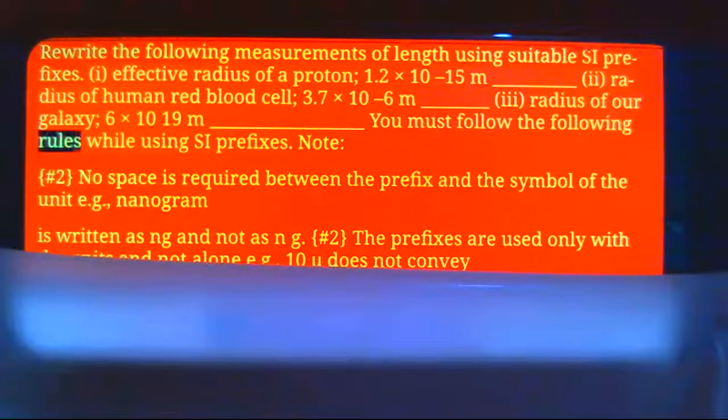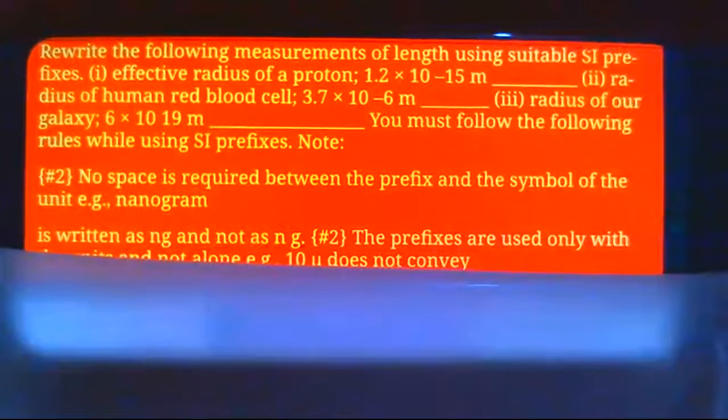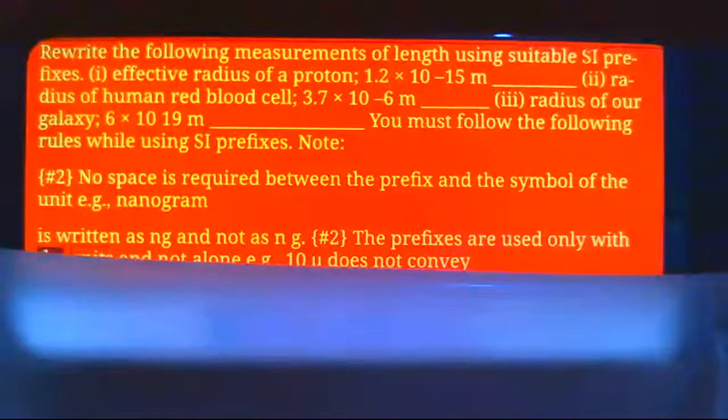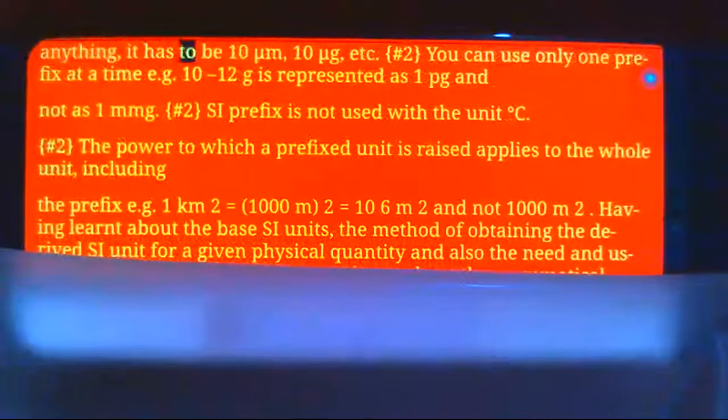You must follow the following rules while using SI prefixes. Number 1. No space is required between the prefix and the symbol of the unit, e.g. nanogram is written as ng and not as n g. Number 2. The prefixes are used only with the units and not alone, e.g. 10 mu does not convey anything. It has to be 10 micrometers, 10 micrograms, etc.